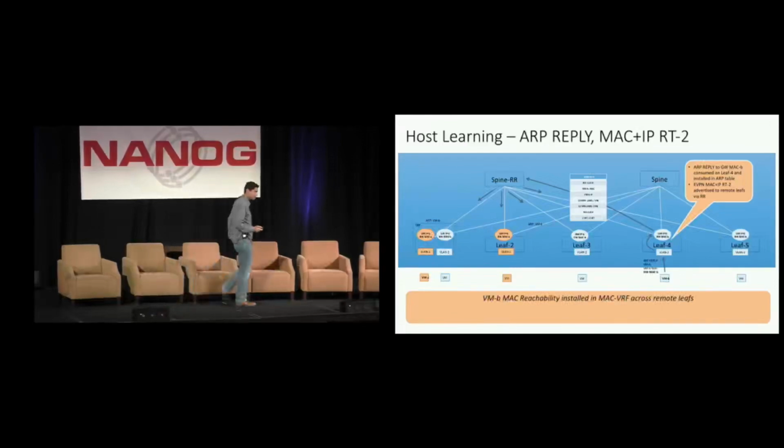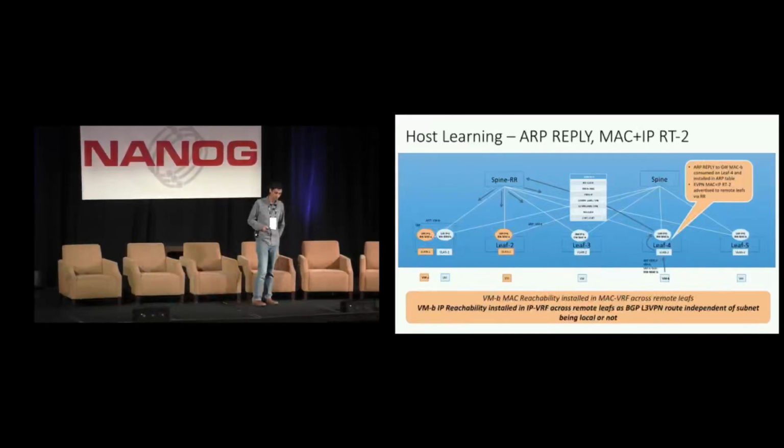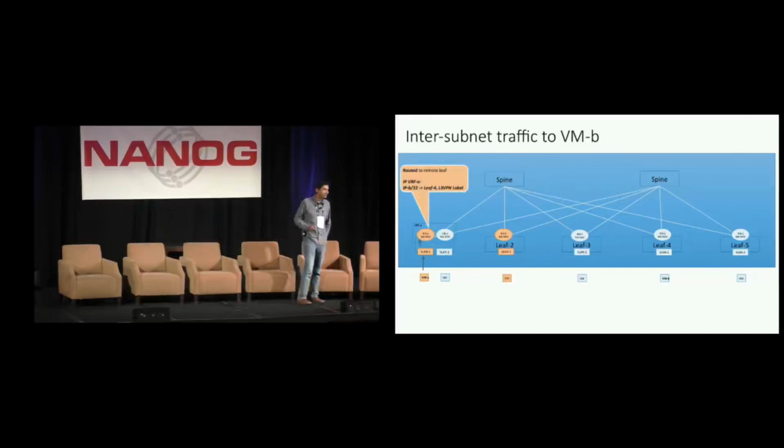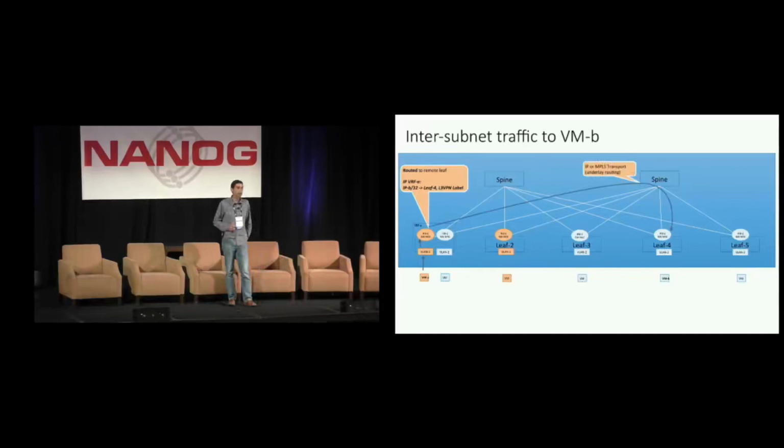So once these entries are installed, any inter-subnet packet destined to VMB's IP will again go through an IPVRF lookup on the ingress leaf. This time the ingress leaf will find an IP entry for VMB's IP that was installed based on the route type 2 advertisement from leaf 4, and route the packet to leaf 4 as the next hop. The VPN encapsulation, much like layer 3 VPNs work, will terminate on leaf 4. Leaf 4 will do an IP lookup, find an ARP learned entry for VMB, and route the packet to VMB.